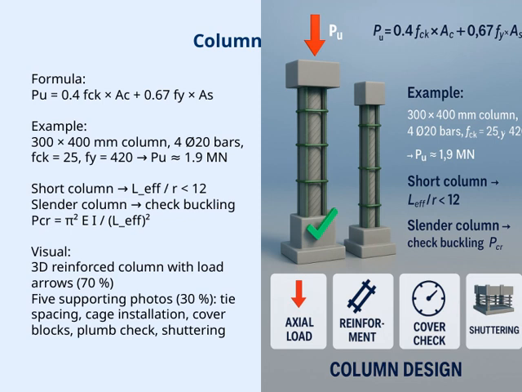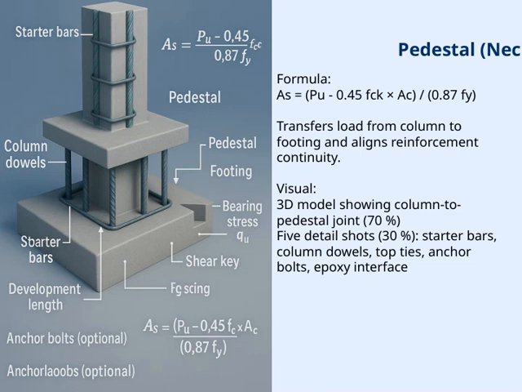Now, let's take a closer look at the pedestal, or neck, connection. The key formula here is As equals Pu minus 0.45 times fck times Ac, all divided by 0.87 times phi. Essentially, this helps us determine the amount of reinforcement needed to transfer the load from the column to the footing properly. It also ensures that the reinforcement remains continuous, which is crucial for structural integrity.